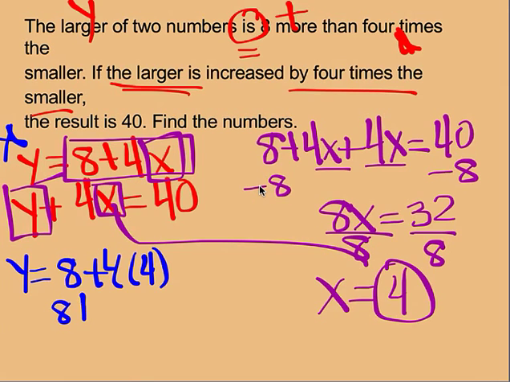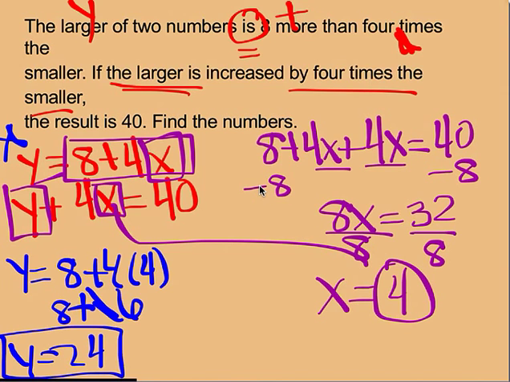Well, 4 times 4 is 16. So 8 plus 16 is going to give me 24. So then y is equal to 24. So the larger number then is 24.